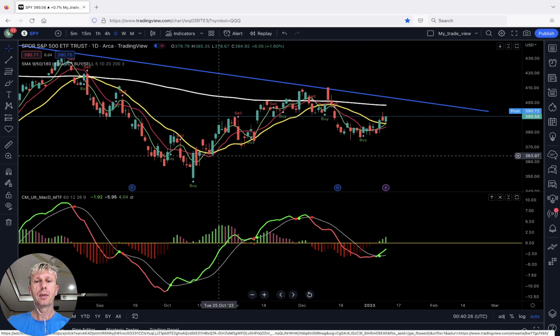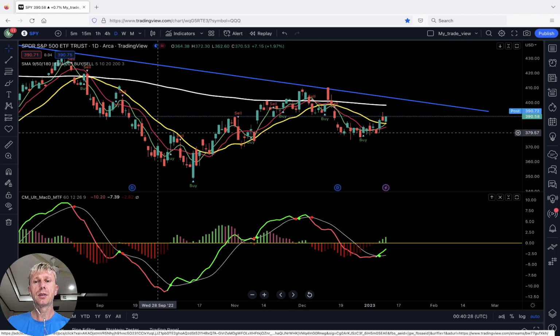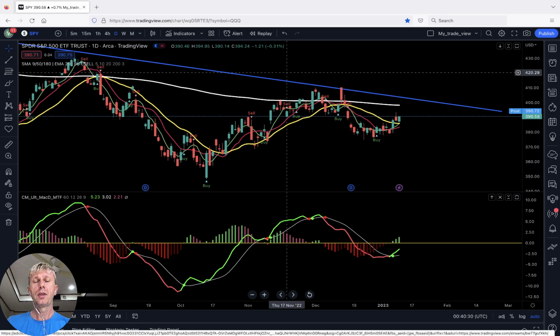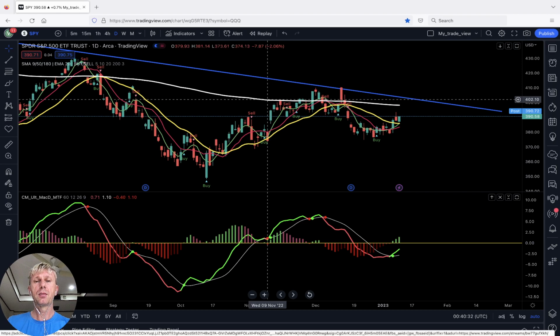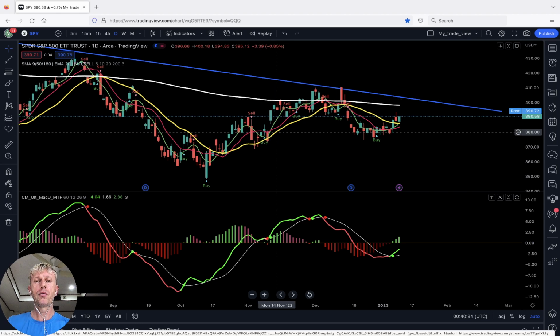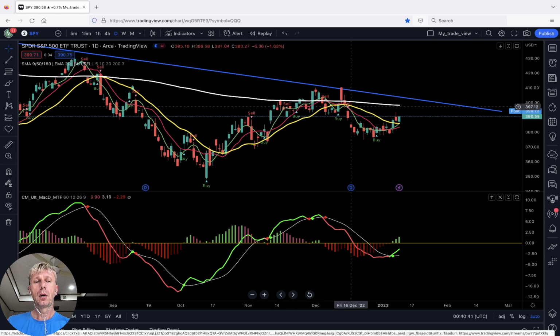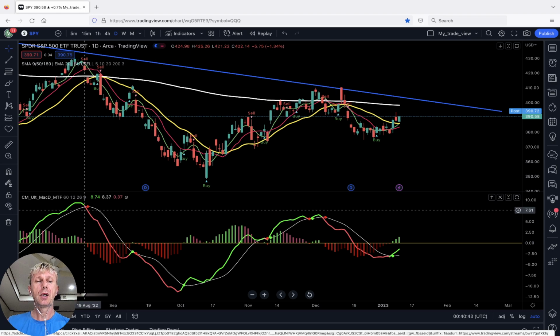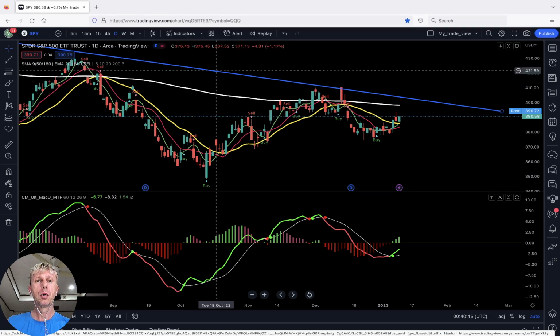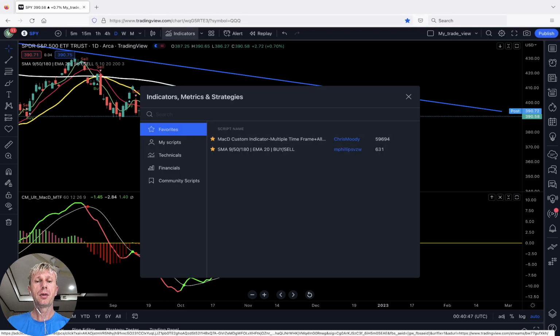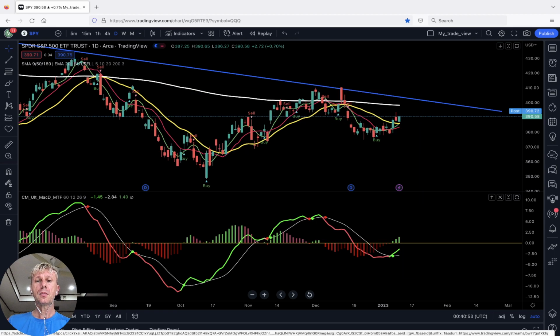Let me briefly mention about my setup. I'm using moving averages. White line is MA200, yellow line MA20, red line MA10, and green line MA5. And one indicator, MACD. From the indicators, it's a MACD indicator and buy and sell script with moving averages.